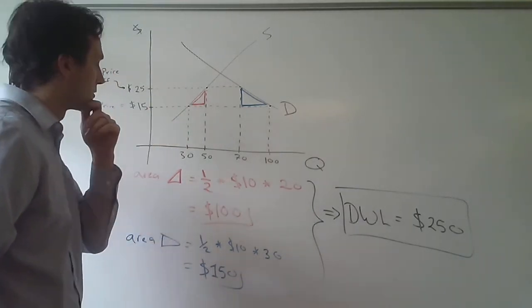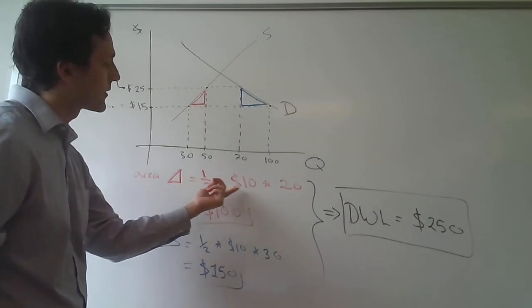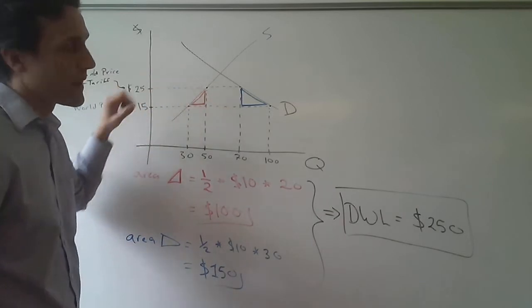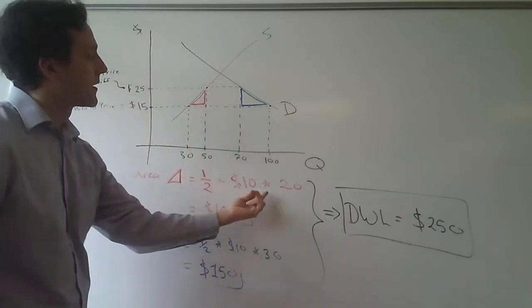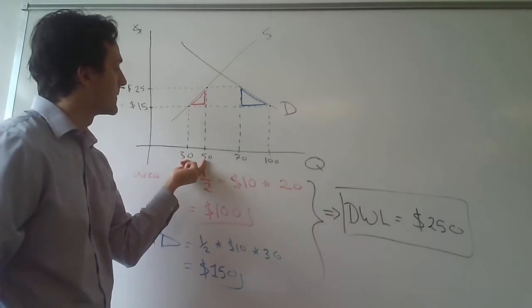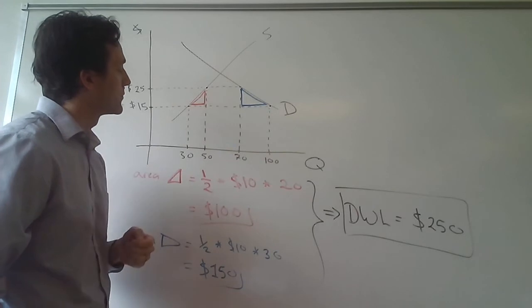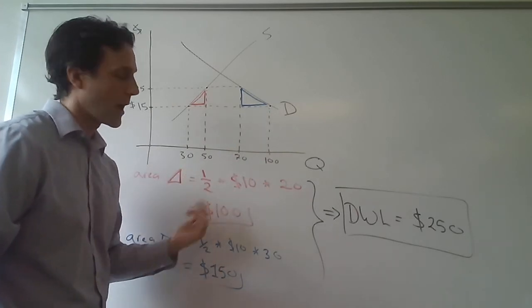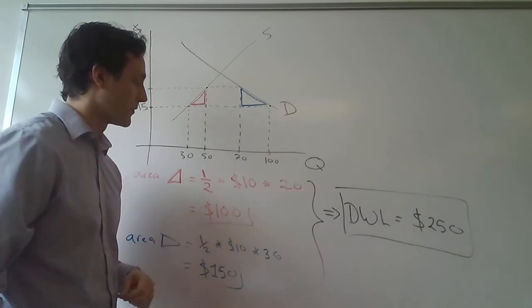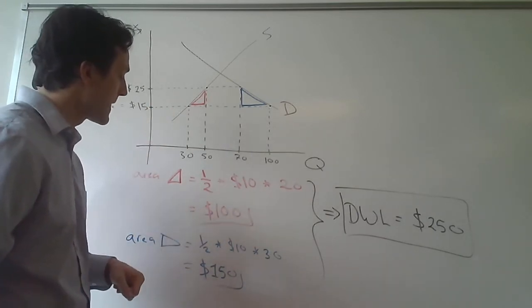So first, the red triangle. The area of the red triangle is going to be 1/2 times the vertical dimension of the triangle, which is $10, the amount of the tariff, times 20, the difference between 50 and 30. So it has a base of 20. So 1/2 times $10 times 20 happens to be exactly $100. That's the first part of the deadweight loss.